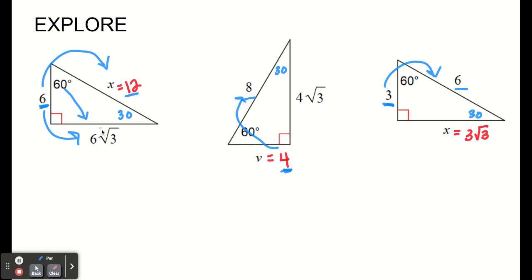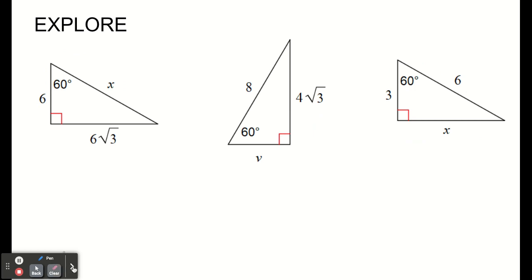Now, we know that in a right triangle, the sides not called the hypotenuse are the legs. So again, we're going to refer to the side across from the 30 as the short leg, and the side across from the 60 as the long leg. Here, our short leg is 4, and our long leg is 4 radical 3. Here, our short leg is 3, and our long leg is 3 radical 3. So each time with each triangle, we're multiplying the short leg by the square root of 3 to get the long leg.